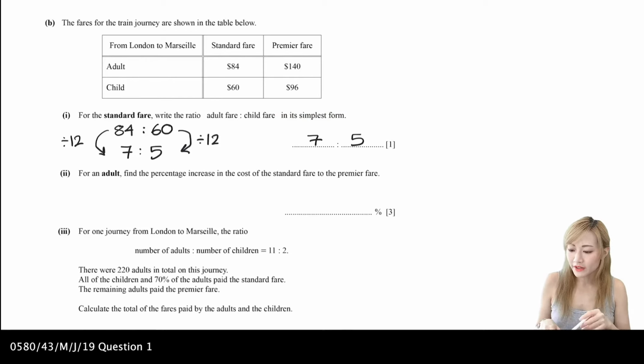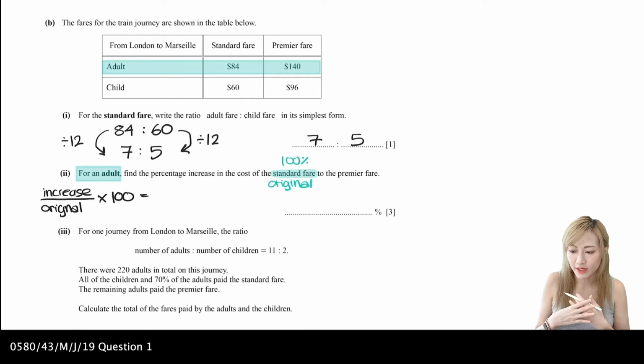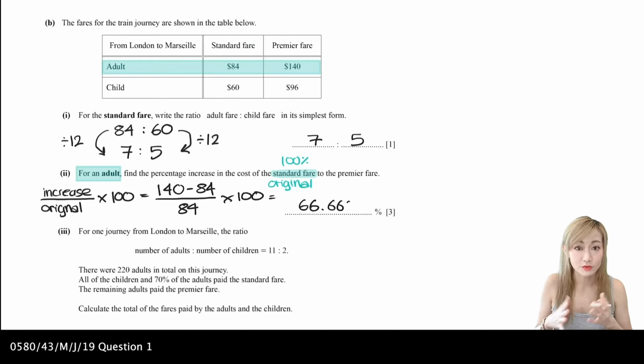2. For an adult, find the percentage increase in the cost of the standard fare to the premier fare. So we are looking at adult fares here, and the standard fare would be the original amount, or the 100%. And we want to find the increase as a percentage of the original amount. So we want increase over the original amount multiplied by 100. The increase would be the difference between the premier fare minus the standard fare. So that's 140 minus 84 over 84 multiplied by 100, which gives 66.6 recurring percent.